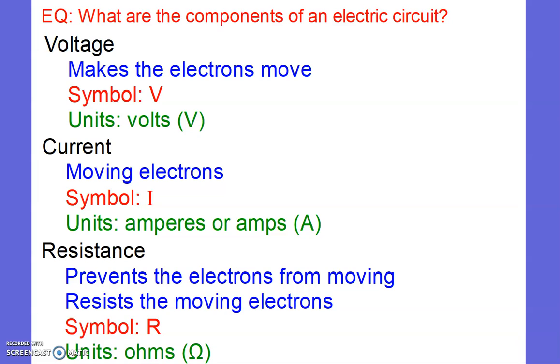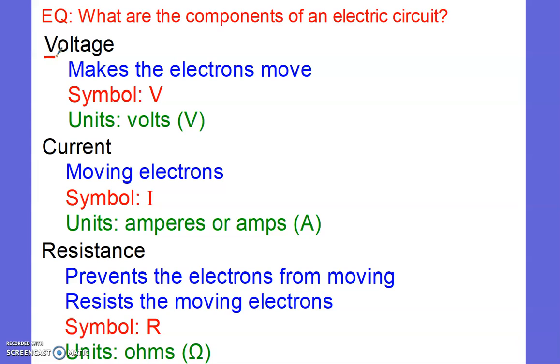We must have the voltage, and the voltage is what makes the electrons move. This would be the battery in our circuit. The symbol for the voltage is V, V for voltage, and the units are volts, which kind of looks like the word voltage itself. So we have the voltage here.